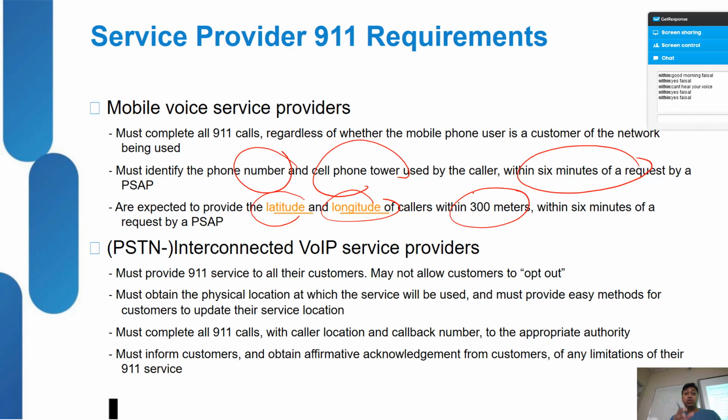So what will the PSAP do in a situation like that? The operator in the PSAP will send a signal to the service provider based on the signature of the wireless carrier and say, hey, I need the latitude and longitude for this user in 6 minutes. You better give it to me in 6 minutes. And if they don't give it in 6 minutes, then they're in trouble.